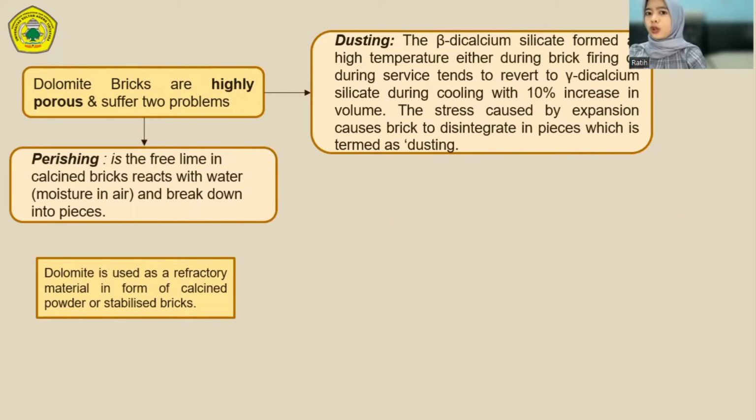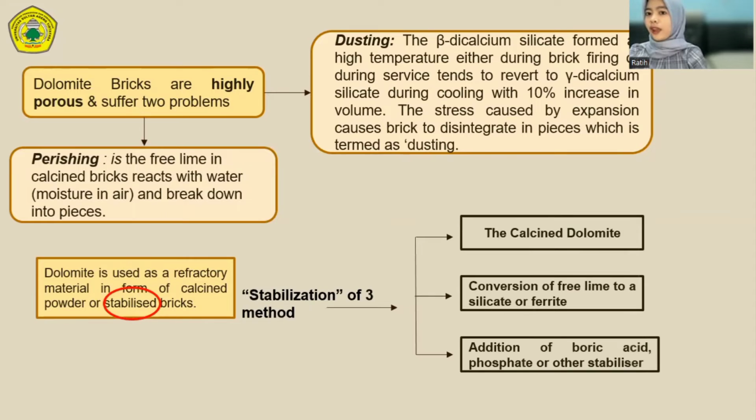And we have to know too, dolomite is used as a refractory material in the form of calcined powder or stabilized bricks. And we have three stabilization methods. One is the calcined dolomite, which is mixed with pitch to minimize the perishing in bricks. Two is conversion of free lime to a silicate or ferrite to prevent hydration during storage or use. And three is addition of boric acid, phosphate, or other stabilizer to prevent inversion from beta to gamma dicalcium silicate.